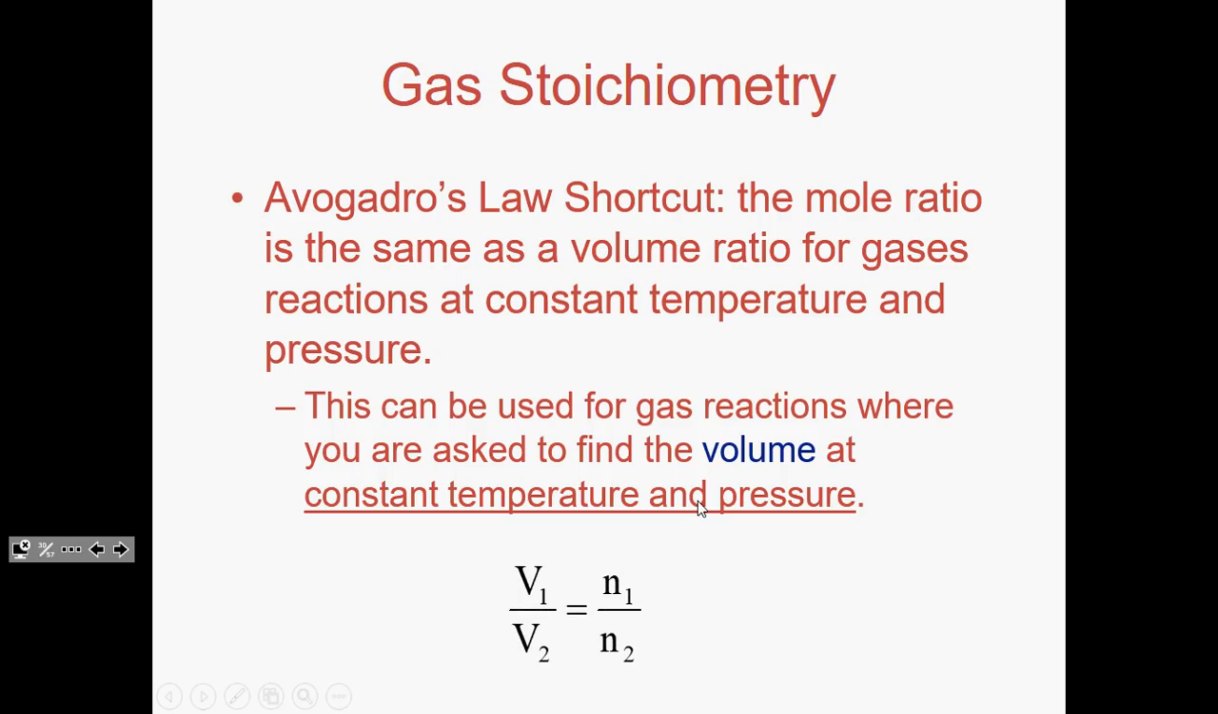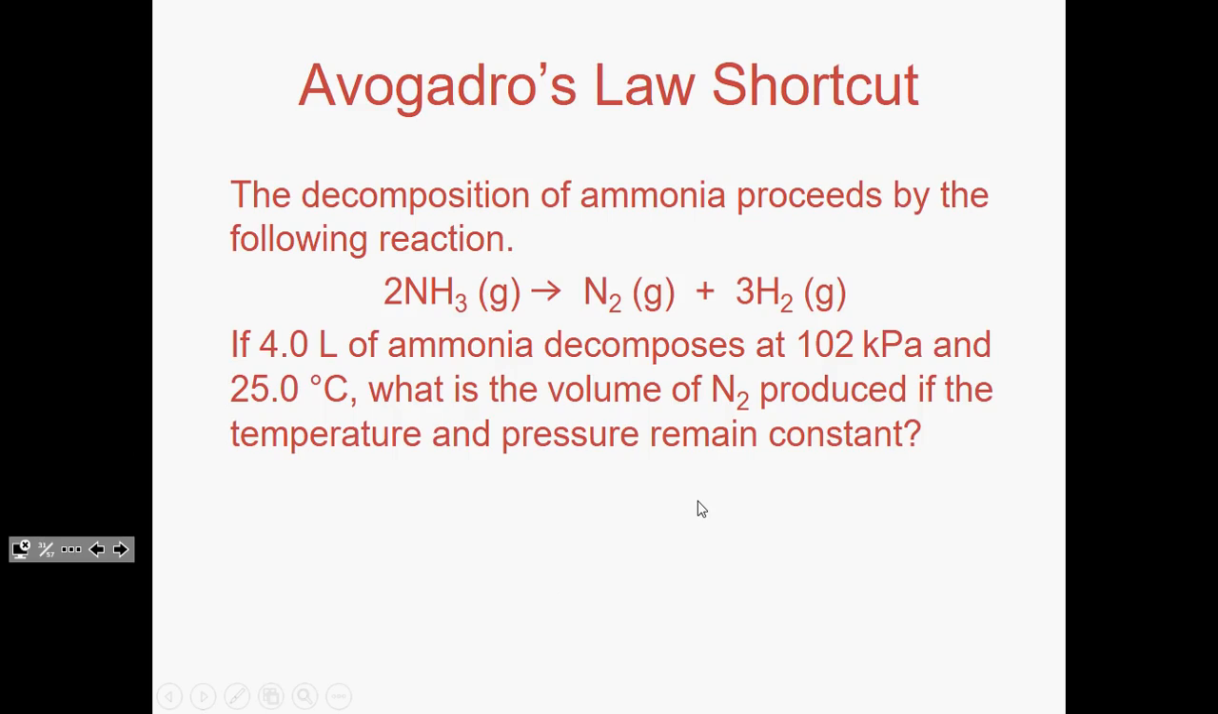Based upon Avogadro or the ideal gas law, if we're at constant temperature and pressure, V1 over n1 has to equal V2 over n2. So we can use the volume ratio as a mole ratio in a stoichiometry problem. So we can take what would be a multi-PV equals nRT and stoichiometry and convert it into a simple one-step dimensional analysis problem. So here's a type of problem where we could use this shortcut.